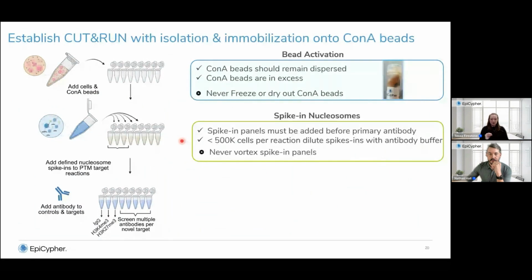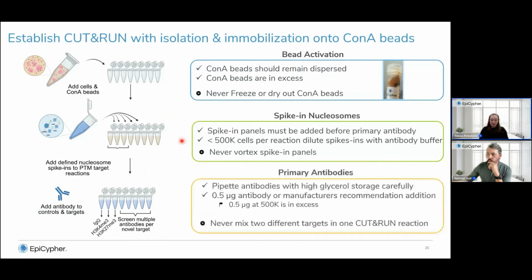Spike-in nucleosomes are added prior to the target antibody to each reaction receiving a histone PTM or an epitope-tagged antibody, and the next step is adding the primary antibody. We recommend adding 0.5 micrograms, or the manufacturer's recommendation, of the target-specific antibody to each reaction. At 500,000 cells, 0.5 microgram is in excess, and adding more antibody can increase the background. Each reaction only receives 1 target-specific antibody.